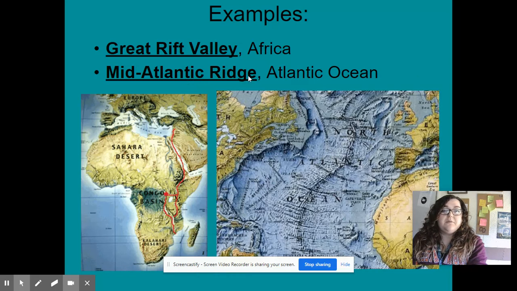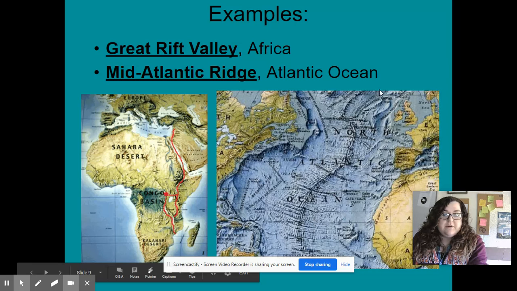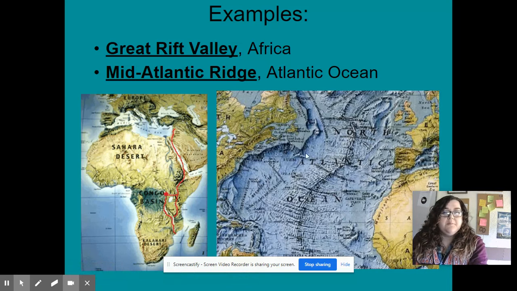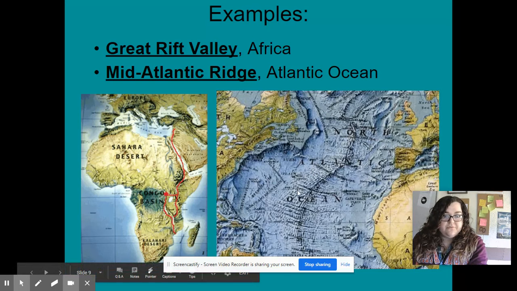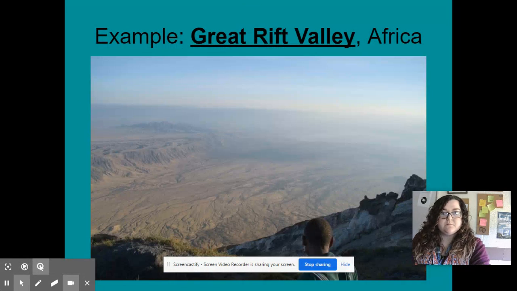And then the main one that we talked about in our ocean unit is the Mid-Atlantic Ridge. So this is where the North American plate and the Eurasian plate, maybe? I might have just made that name up. But where these two plates are moving in opposite directions, this is creating new ocean floor. That's what mid-ocean ridges do. They create new ocean floor. So again, here's the Great Rift Valley.